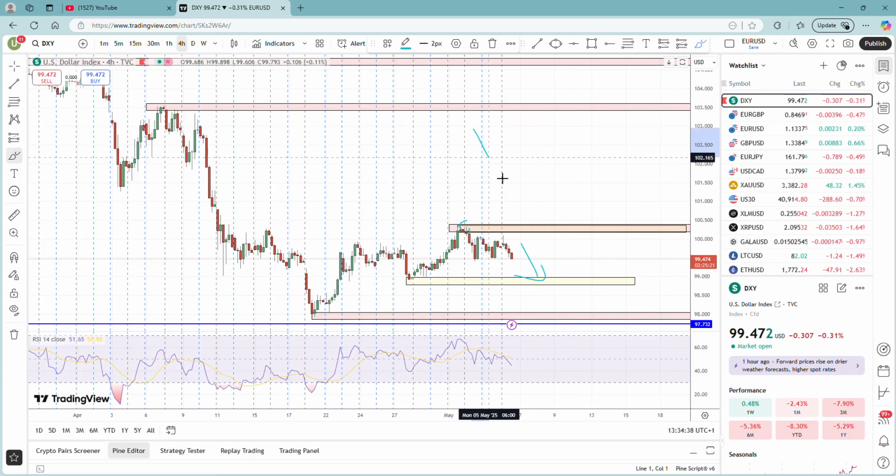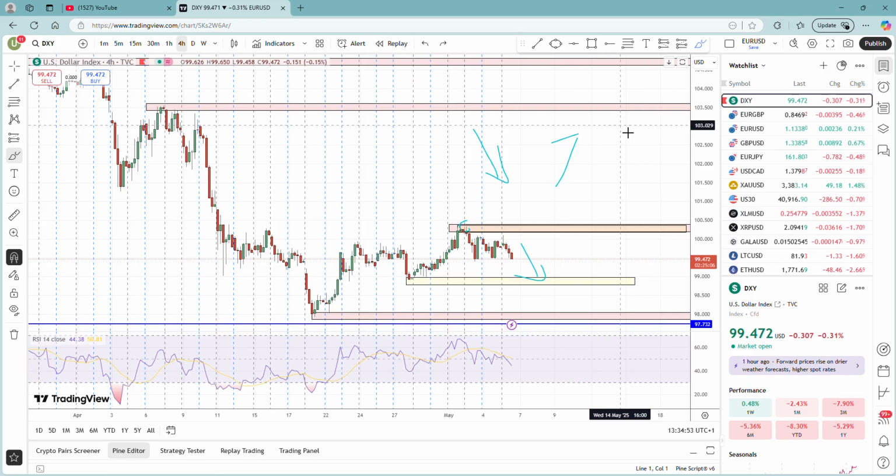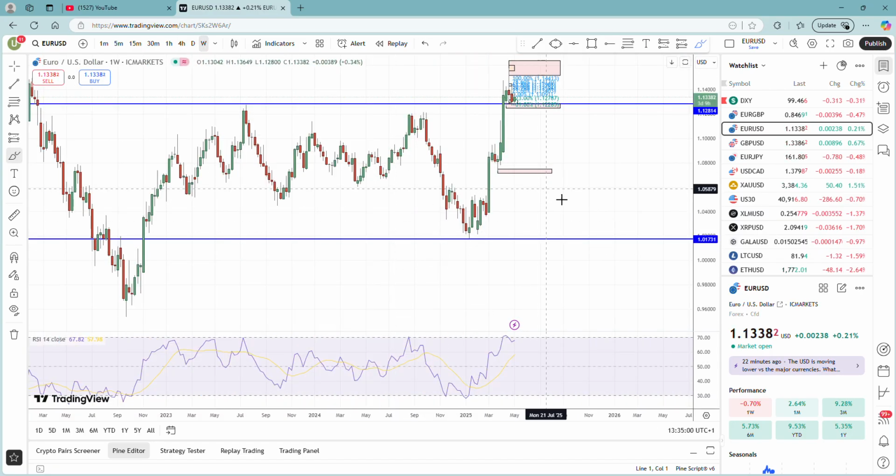So if DXY is going down on the H4, that means your USD pairs will be going up on the H4. So that's how it works. So now we've analyzed the DXY. I assume DXY is going down, so I reckon there'll be buy trades on EURUSD and GBPUSD. So there's only one way to find out. Let's have a look.